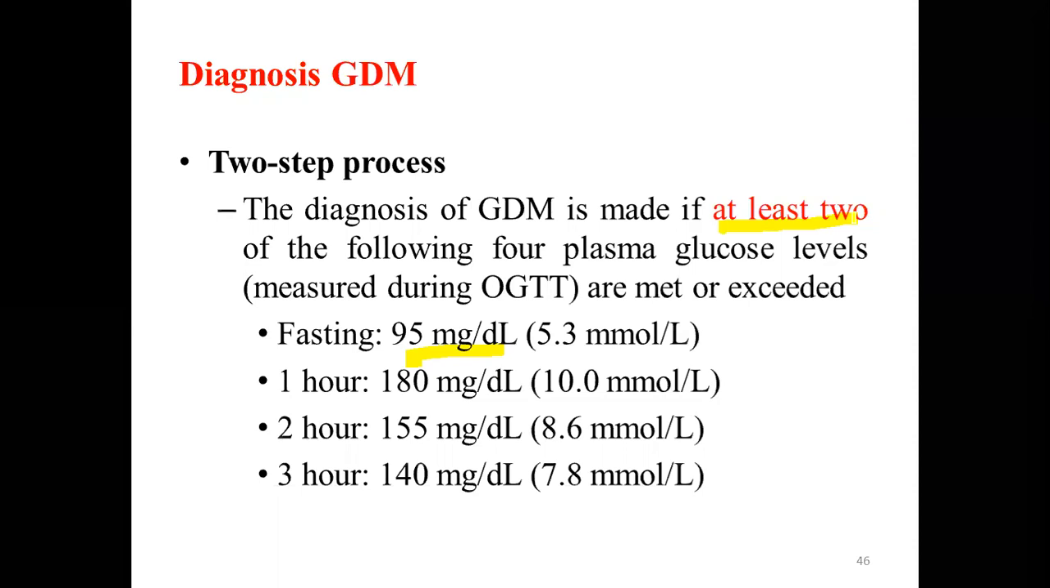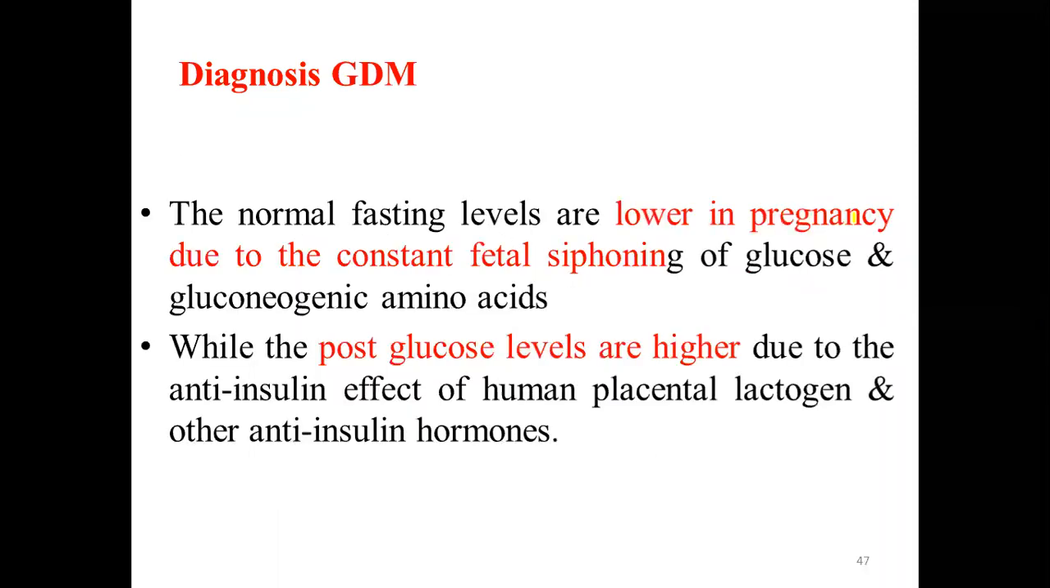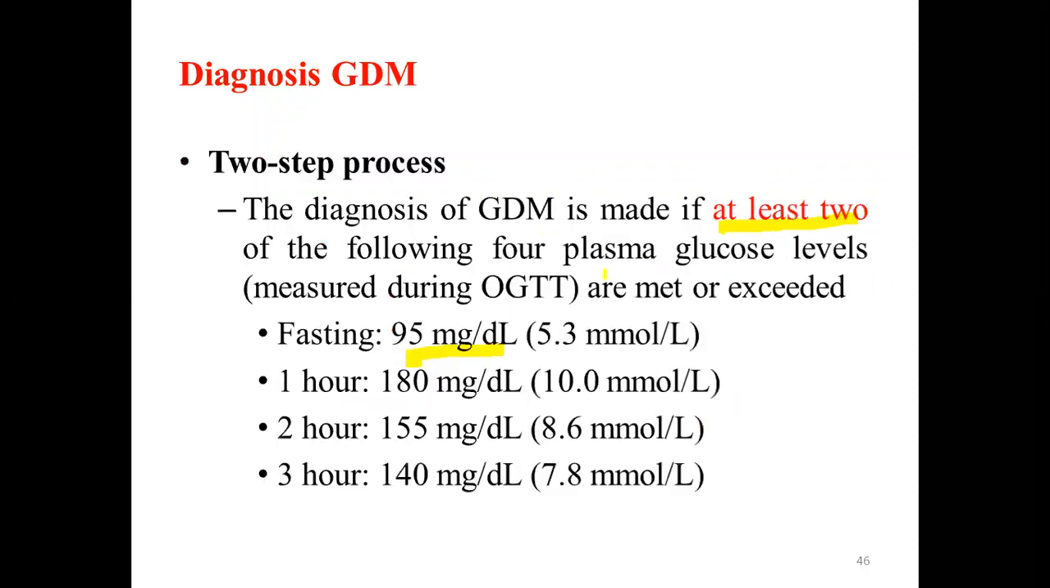So why the cut point? The cutoff point is very low in pregnant ladies, unlike other individuals. Remember, the normal fasting levels are lower in pregnancy due to constant fetal siphoning of glucose and gluconeogenic amino acids. When a mother is pregnant, there is a constant supply of glucose to the fetus. Because of that, the cutoff point for fasting sugar level in a pregnant mother is usually lower. It should not be above 7, it should be above 5.1 millimole per liter.